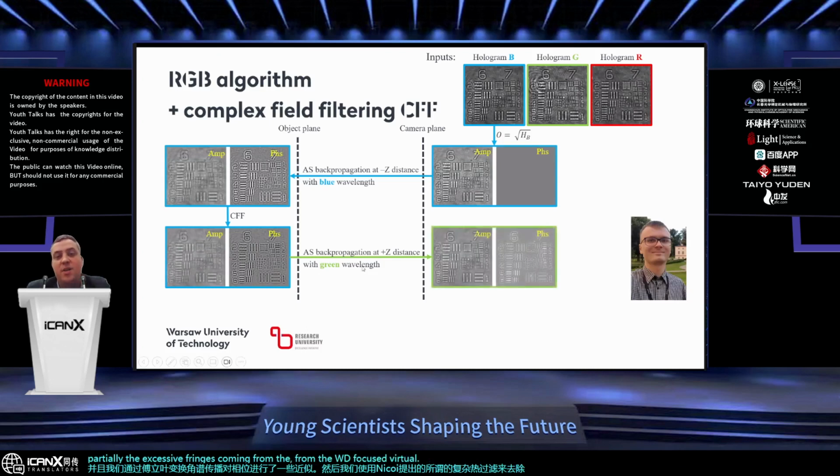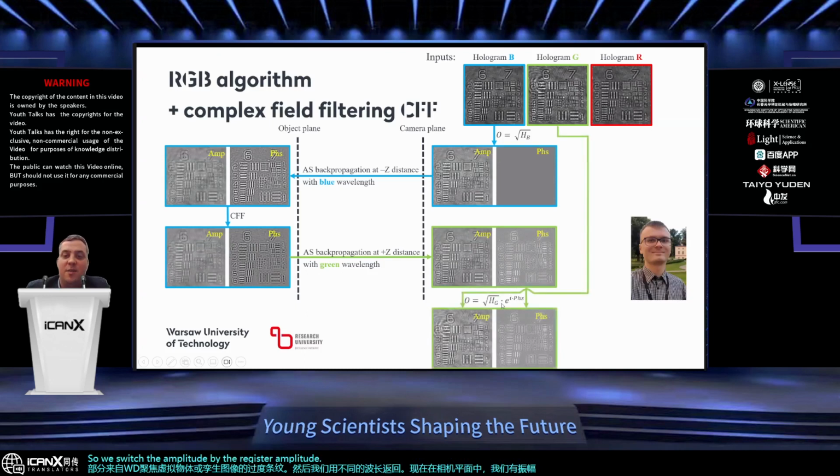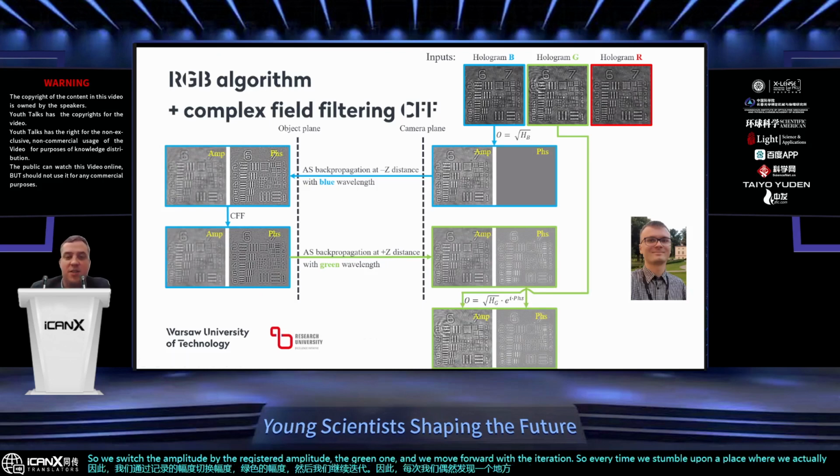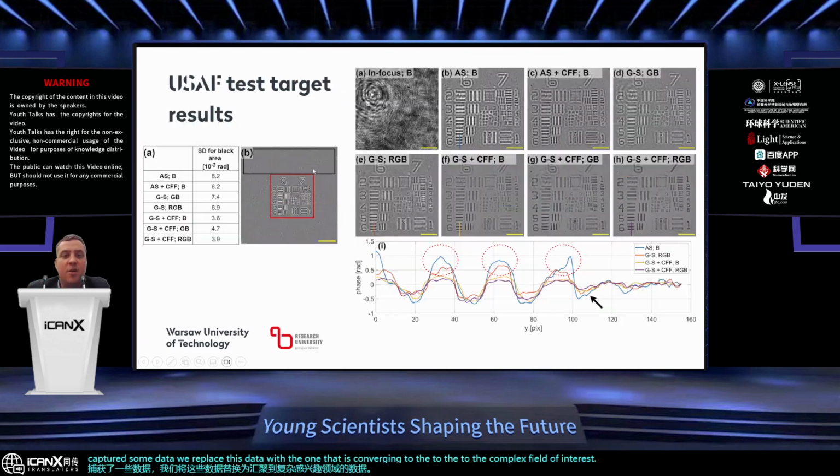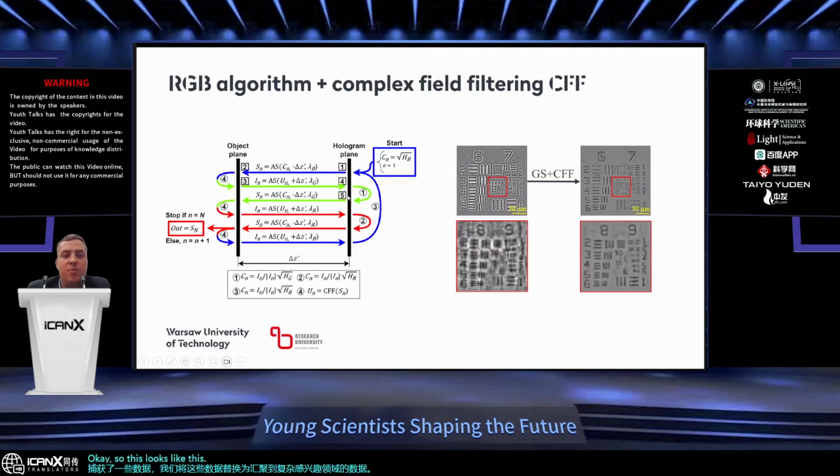And then we go back with a different wavelength. And now in the camera plane, we have amplitude and phase, some estimation of phase. So we switch the amplitude by the registered amplitude, the green one, and we move forward with the iteration. So every time we stumble upon a place where we actually captured some data, we replace this data with the one that is converging to the complex field of interest. Okay, so this looks like this. We start with the blue one and finish with the blue one. One reason for that is to have the best resolution possible.